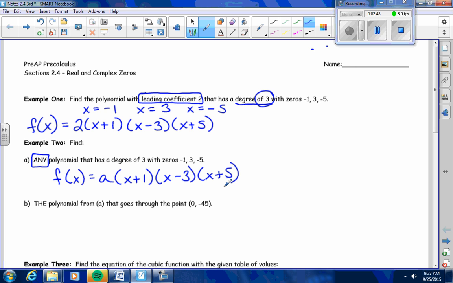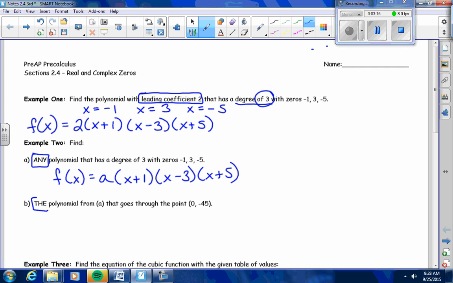Most of the time for this particular thing, we'll use a, because if we FOIL all of this out, every general polynomial follows the form ax to the nth plus bx to the n minus 1 plus cx to the n minus 2 and so on. So a is always that leading coefficient. Okay, good question though.